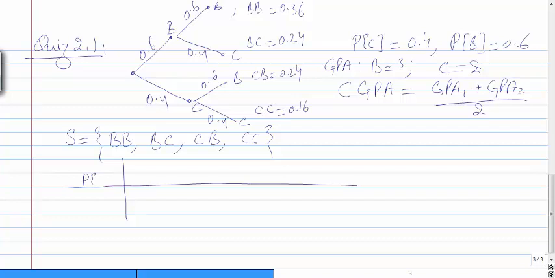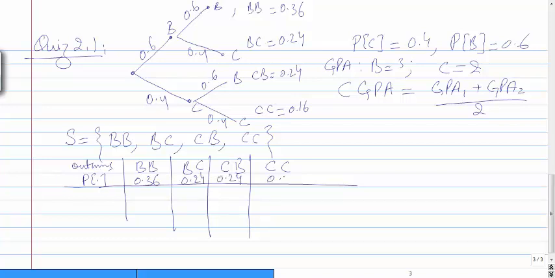Now let's make the table. I call it the probability values, and here the outcomes. We have BB as an outcome, BC, CB, and CC. So there are 4 outcomes. For BB probability is 0.36, for BC is 0.24, CB is 0.24, and CC is 0.16.